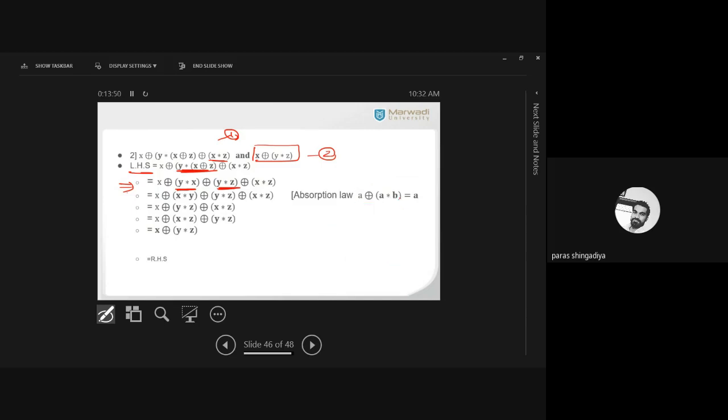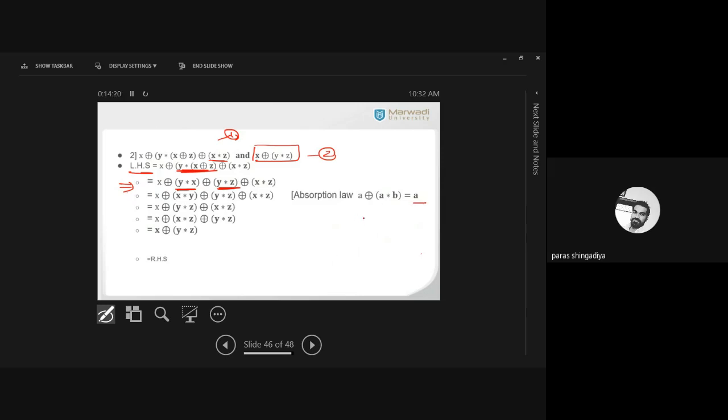Absorption law: A ring sum (A star B). That we already checked during the logic concept: P intersection (P or Q) is equal to P. We already checked that in unit number 1. Another one is P or (P and Q), which is equivalent to P. So those are the conditions in the logic concept, but here it is given in star and ring sum form. So A ring sum (A star B) is equal to A.